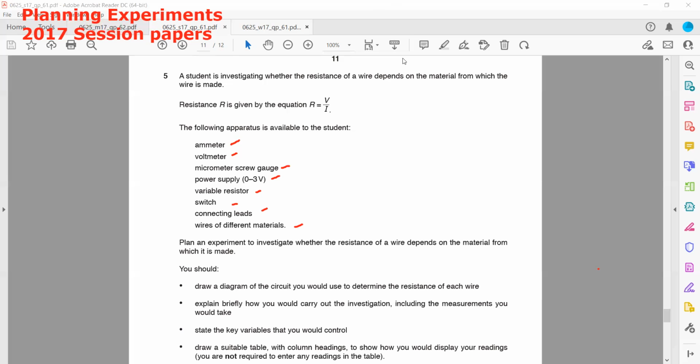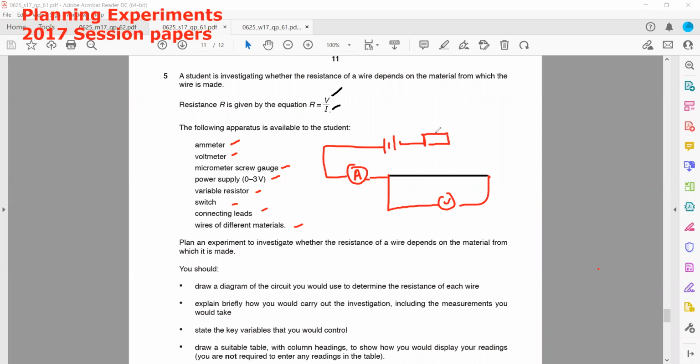So what we will do, for example, we will have a sample, a wire. To calculate the resistance, we need the voltage and we need the current. To measure the voltage, we connect a voltmeter that is in parallel. And to measure the current, we'll connect an ammeter that is in series. But we normally want to repeat the experiment. So how can we repeat the experiment? We can have a variable resistor here, which can change the voltage and current in the circuit. And there will be a switch as well.